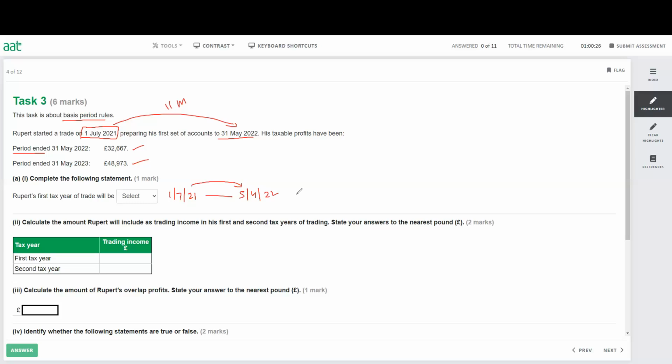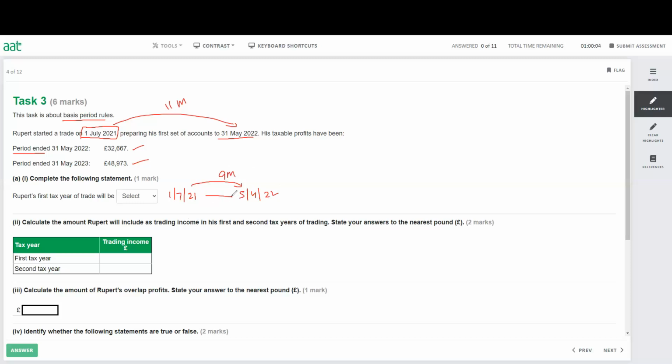5th of April represents up to 31st of March, so you really don't have to consider 5 days. It's just up to 5th of April is the tax year, but we'll stop at 31st of March. So here you can see how many months: July to 31st of March is 9 months. So this is my first year.